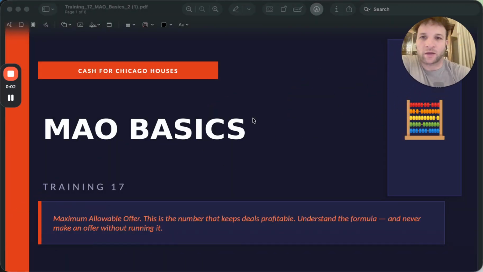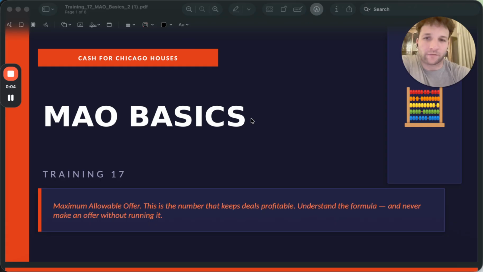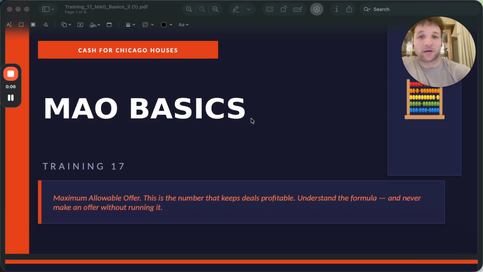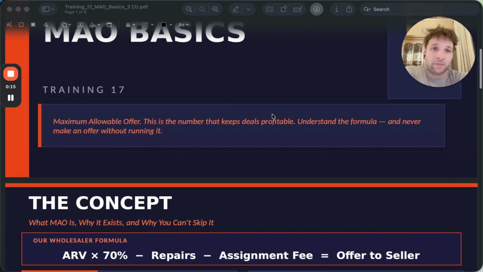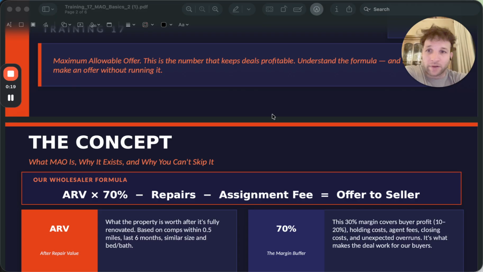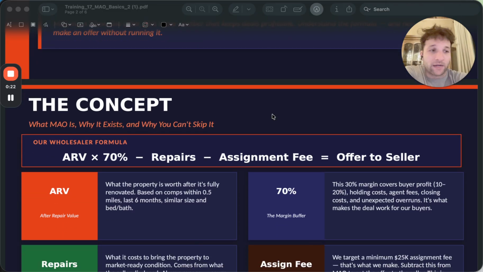All right, next we have MAO basics, a max allowable offer. So this is the number that keeps deals profitable. If you understand this formula and never make an offer without running it, we're going to do a lot of that. We're going to do all of this for the most part, but just so you understand what it is and where it comes from. So the concept: what MAO is, why it exists, and why you cannot skip it.